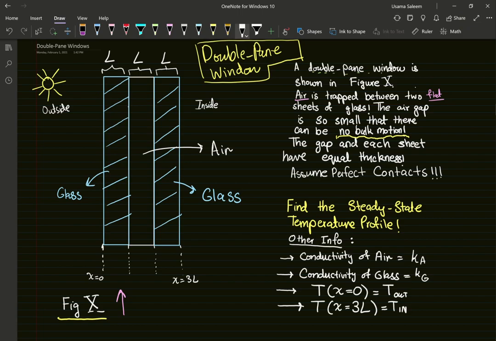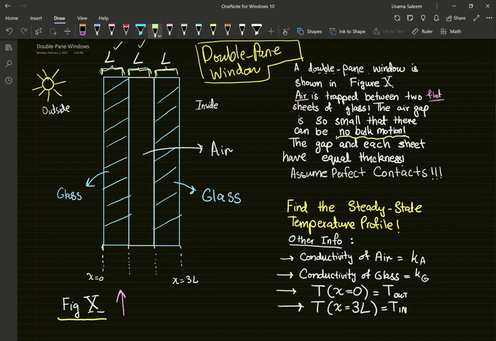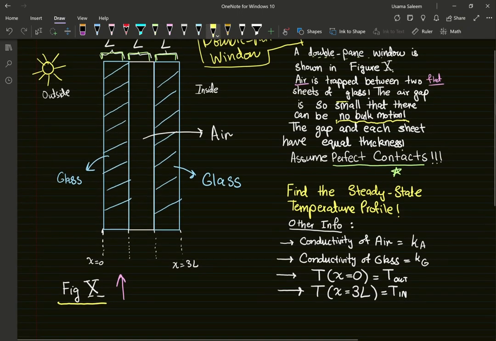So this thickness right here is L, this thickness right here is L, and this thickness right here is also L. Alright, equal thickness. Very good. Assume perfect contacts. These are some points that we have to discuss.